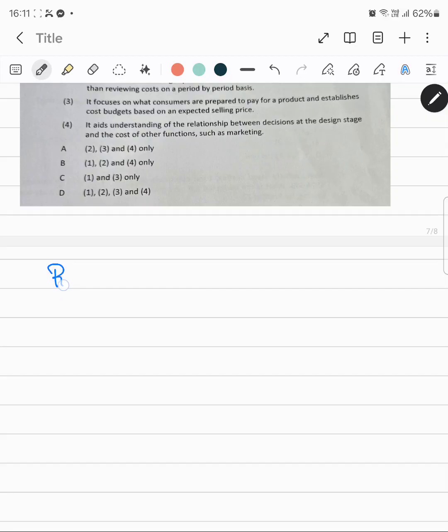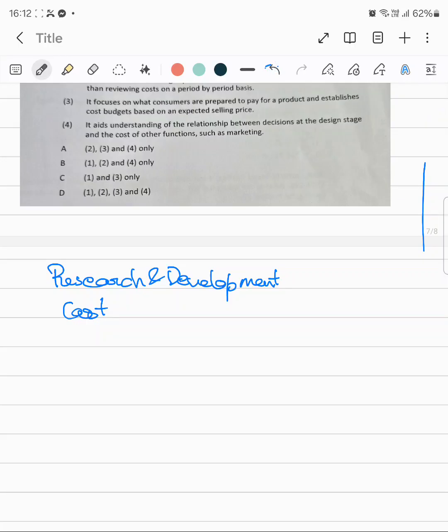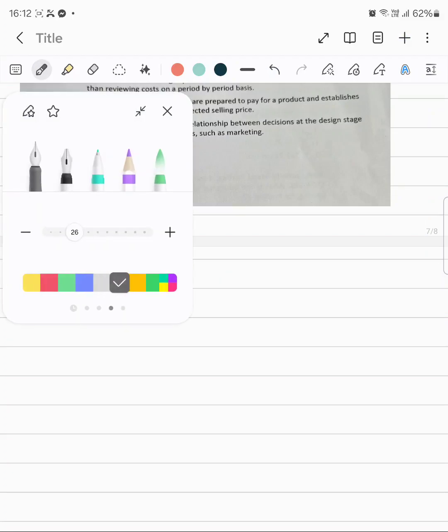So the research and development cost is not per unit. It will have to be the rate at which the cost is given. I do not know what is happening, just excuse me. Let me write it all over again.